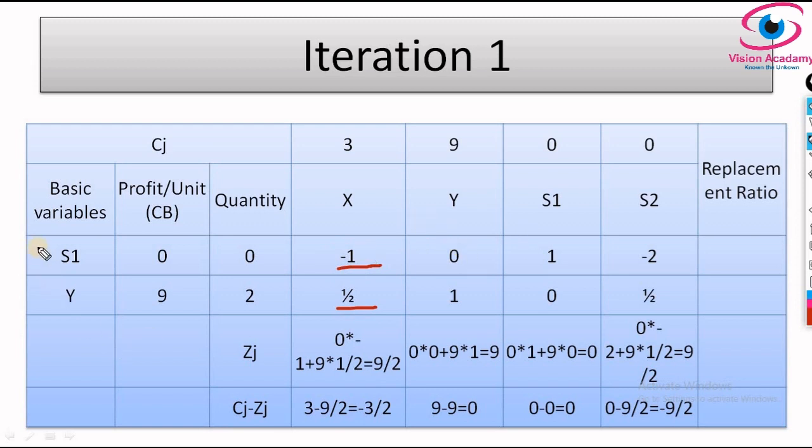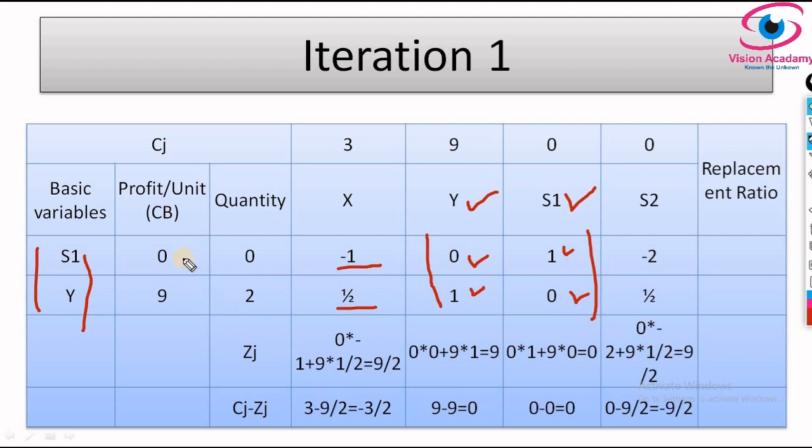Basic variables are S1 and Y. So S1 is this, Y is this. It is perfectly in identity matrix, that is 1 0 0 1. This is perfectly in identity matrix. Now we shall move further for calculating Zj.